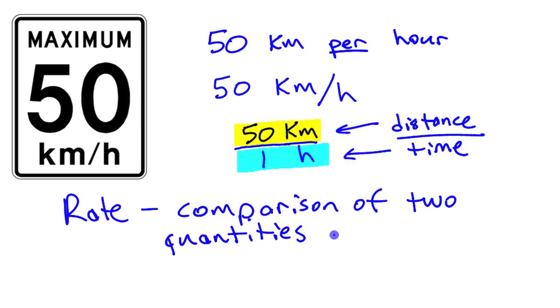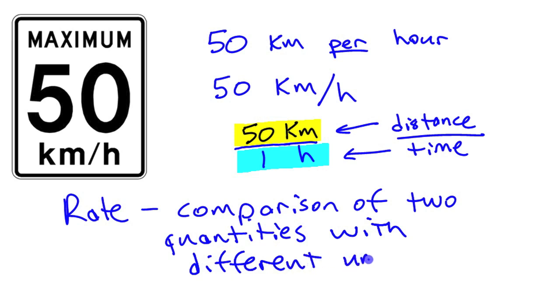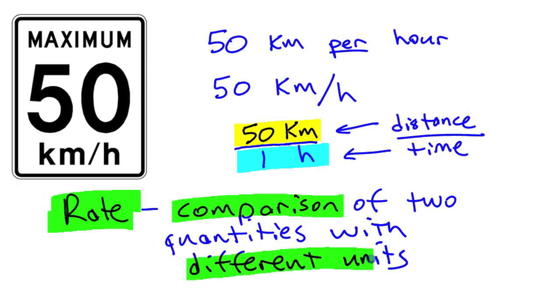You're comparing two quantities, but the key part of the definition is here is the units are different. Okay, comparison of two quantities with different units. So that's important to know here. See, key term is a rate, and one of the key things here is comparison, but the units are different. All right, important to know.